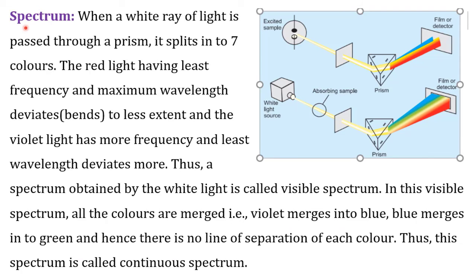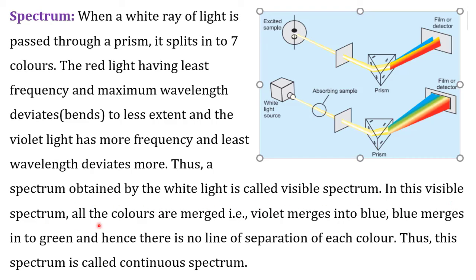Spectrum. When a white ray of light is passed through a prism, it splits into 7 colors. The red light, having least frequency and maximum wavelength, bends to a lesser extent. And the violet light, having more frequency and least wavelength, bends to a greater extent. Thus, a spectrum is obtained from the white light and it is called the visible spectrum.